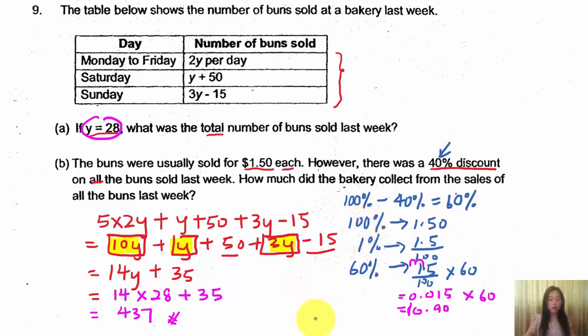So the total collected will be 437 buns multiplied by 90 cents, and the total sales collected will be equal to $384.30. Let's recap what we have learned here.